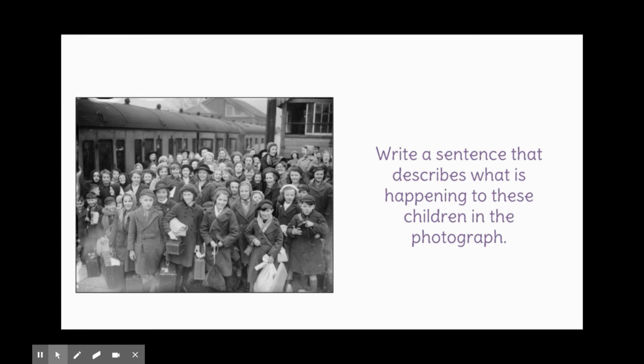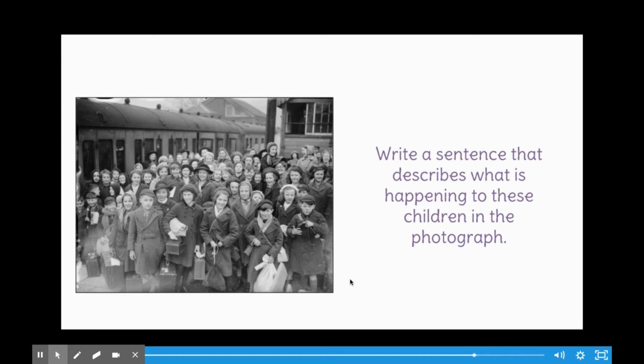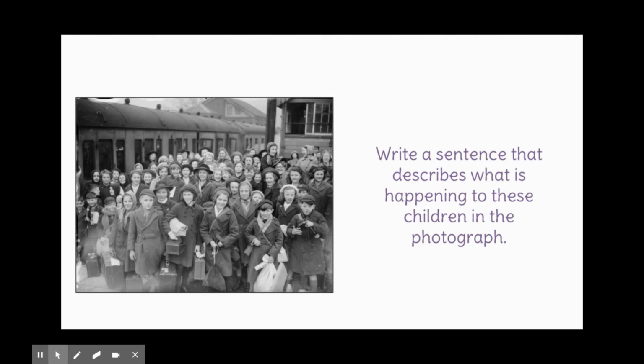Your sentence should say something like, these children are being sent away from the city to the country by their parents to keep them safe from the bombs.